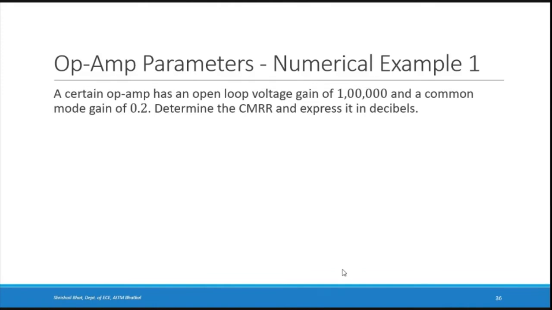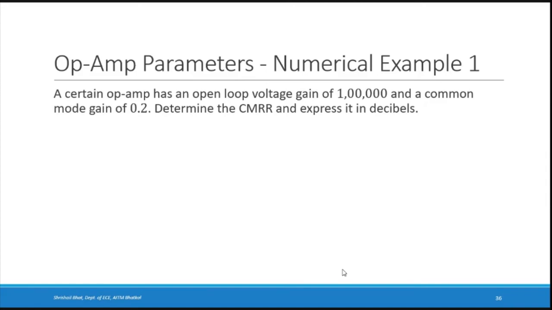So we will try to solve some numerical examples on this. Here we have the first one. A certain op-amp has an open loop voltage gain of 1 lakh, or 100,000, and a common mode gain of 0.2. You are asked to determine the CMRR and express it in decibels. Open loop voltage gain is AOL, common mode gain is ACM, that is given.